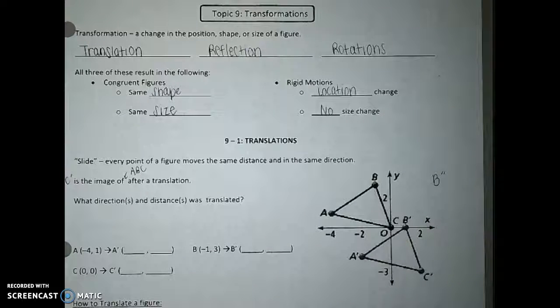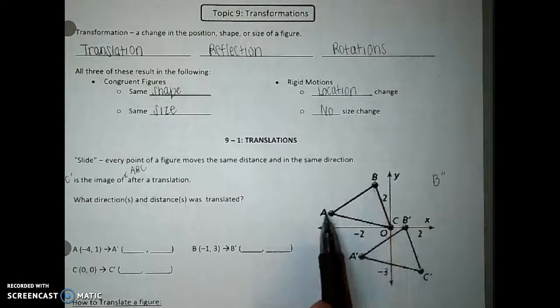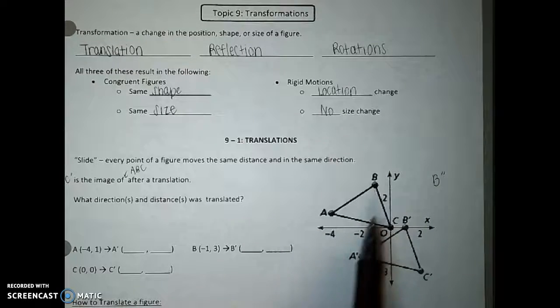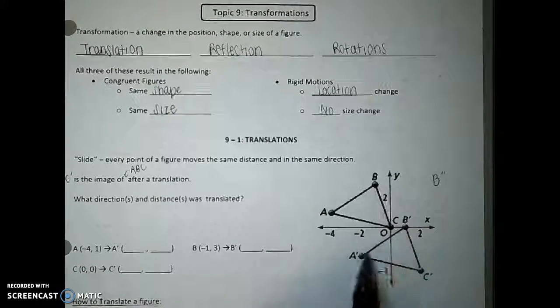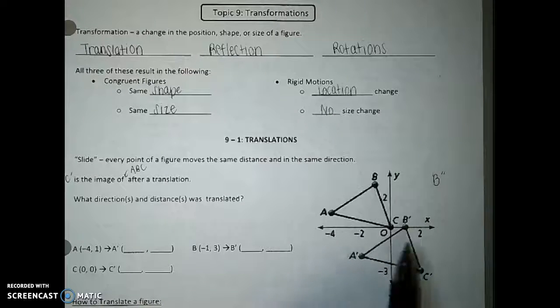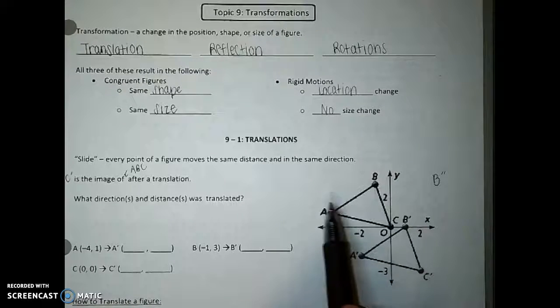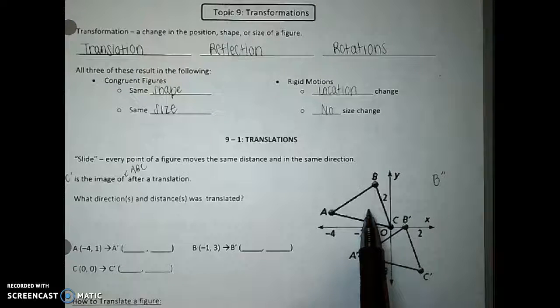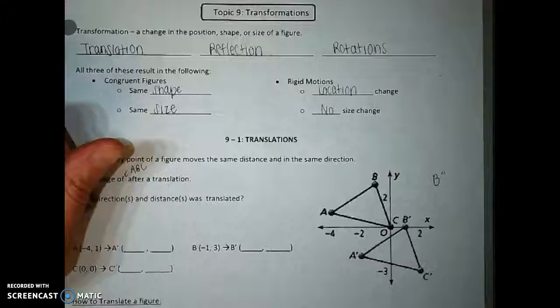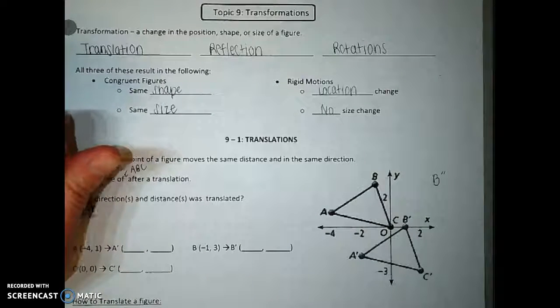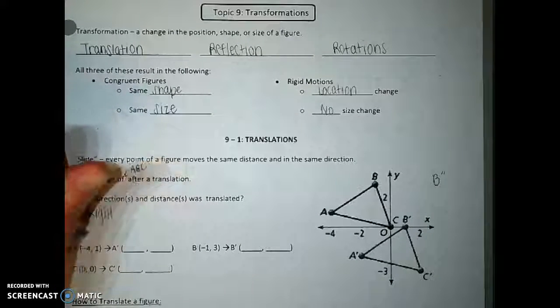Now the next question says, what direction and distance was translated? If we look at our original image, the original picture, and then look at the image, the new picture that was created, we can see that our picture moved to the right, and then it also moved down. So we're going to say it moved right, and then it also moved down.